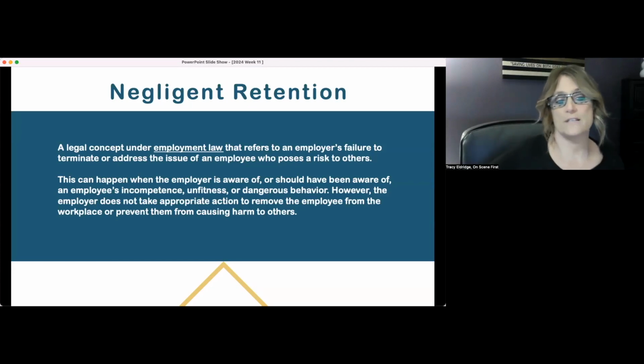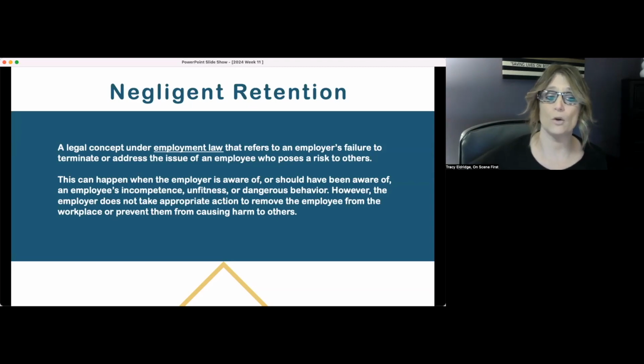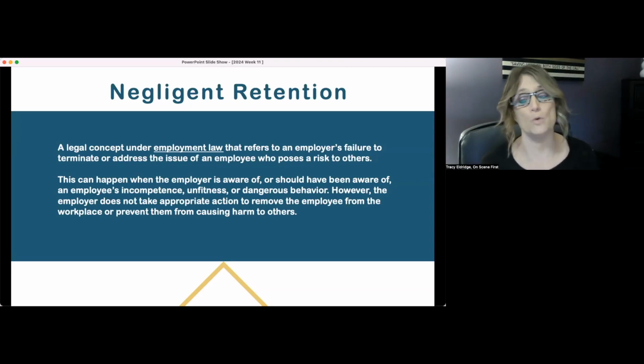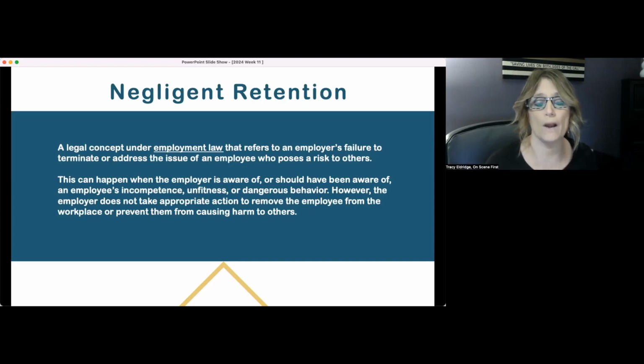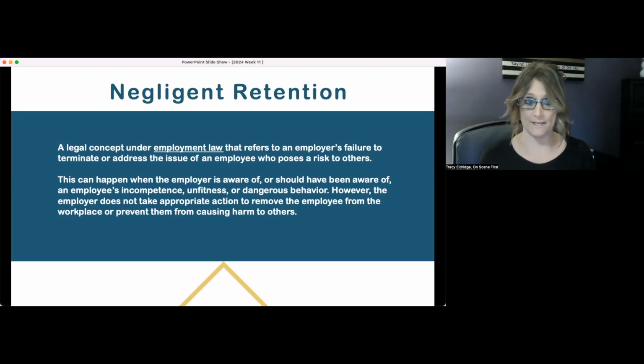It is a legal concept under employment law that refers to an employer's failure to terminate or address the issue of an employee who poses a risk to others. Now, that doesn't mean just in the 911 center. It means outside of the 911 center, on the other side of the call, etc. It can happen when the employer is aware of or should have been aware of an employee's incompetence, unfitness, or dangerous behavior. However, the employer does not take appropriate action to remove the employee from the workplace or prevent them from causing harm to others.